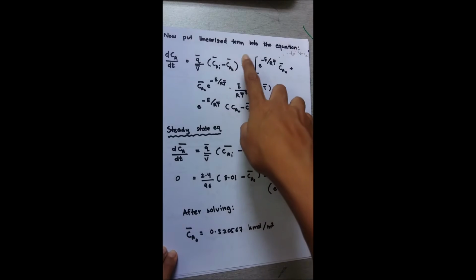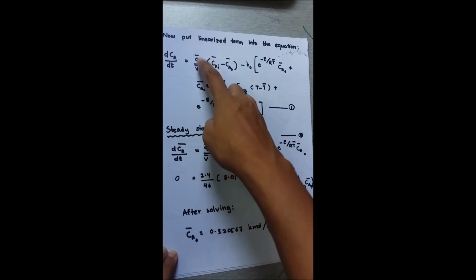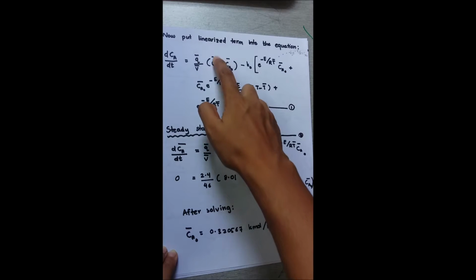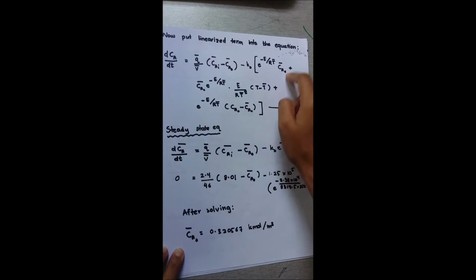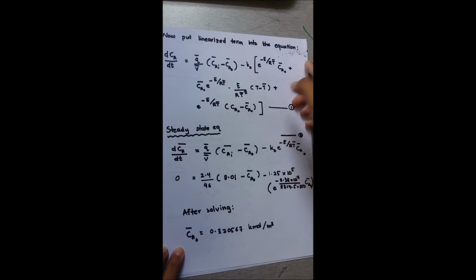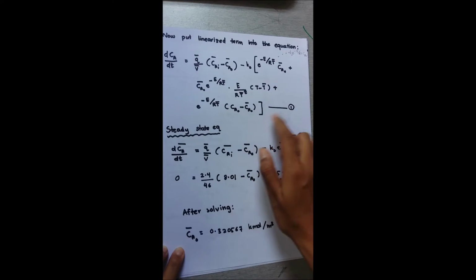Now we put the linearized term into the equation. dCA/dt is equal to Q bar by V bar (CAI bar minus CA0 bar) minus K0. This whole term was K0 e to the power of negative E by RT, CA0, which was before linearization. Now after linearization, we put the whole term back into here, and we'll leave it as equation 1.